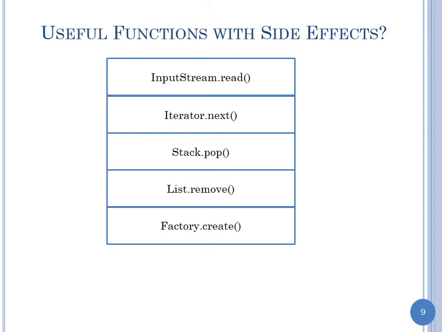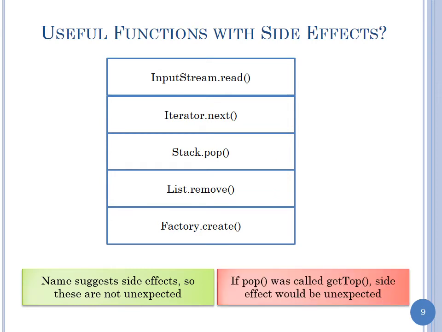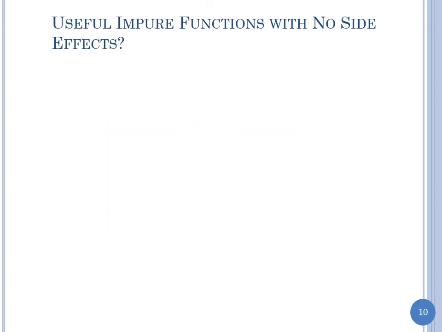A factory object, when you do create, returns a value. Here's what I tell my 110 students: the name suggests side effects, so this is not confusing. If pop was called get top and it removed something, you'd be very confused and mad. But because it's called pop, you're fine. And useful impure functions with no side effects are your getters. Your getters are examples of functions that are impure but access free variables. Okay, we'll carry on from here next time.